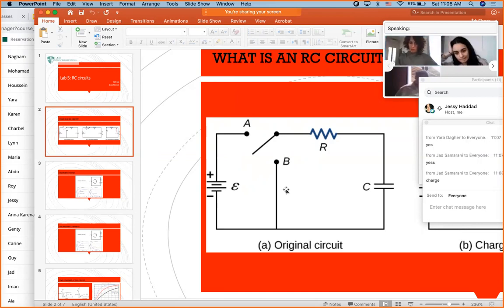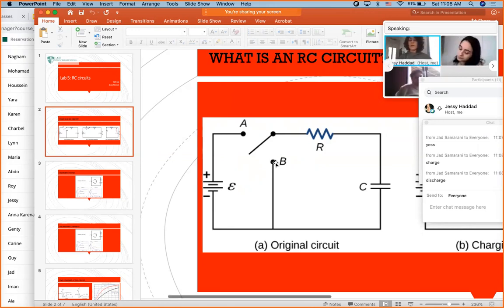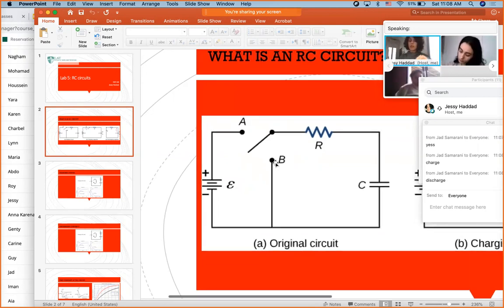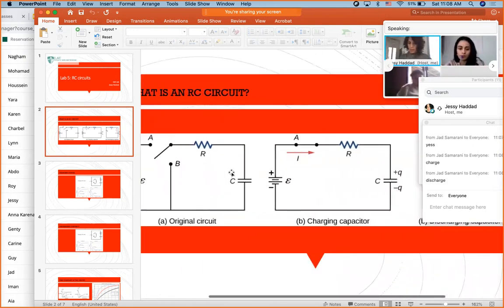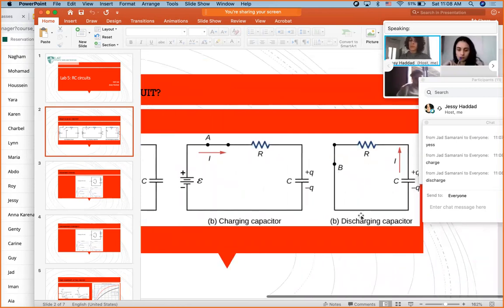So it's going to be charged. What about if I put the switch on B? Discharge, obviously. In the lab, we're not going to do this. We're not going to use any switch. We will actually do a circuit where we have a battery and then remove the battery. So as you can see, when the switch is on A, it's going to be charging the capacitor. When the switch is on B, it's going to be discharge of the capacitor.